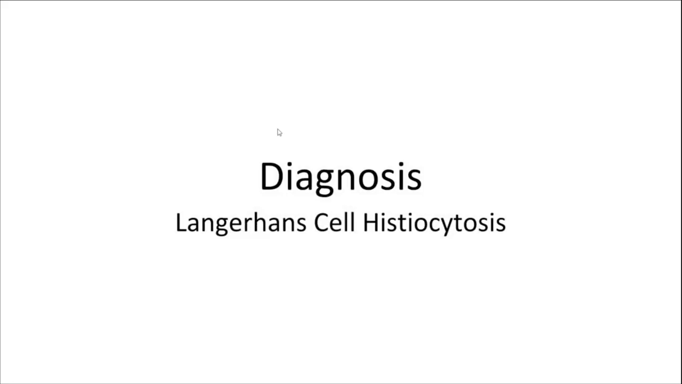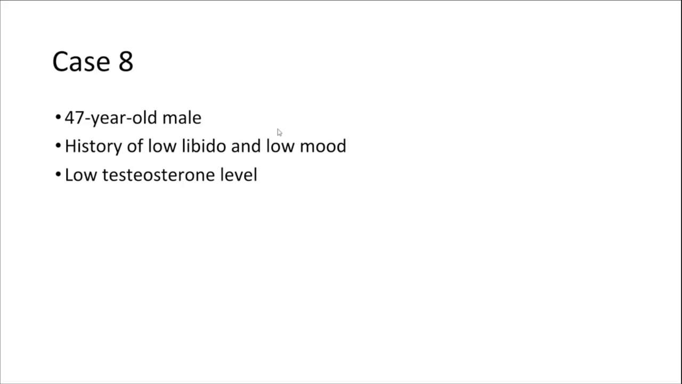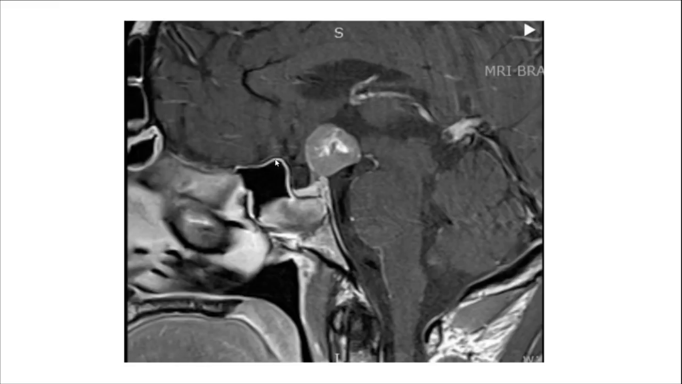Langerhans cell histiocytosis. Case 8 is a 47-year-old male presented with a history of low libido and low mood and had a low testosterone level, again, on evaluation. And this is what you have. Again, we're looking now at lesions of the posterior pituitary. So the pituitary, this is the sellar here. This is a lesion that probably is a little bit high up, but you can see that probably there is an association with the stalk and the posterior pituitary.